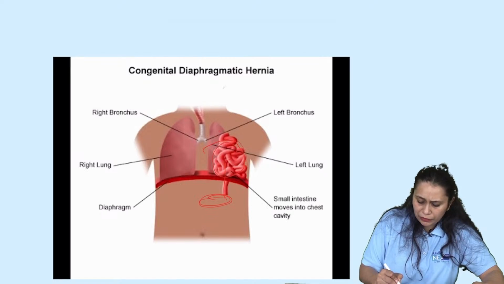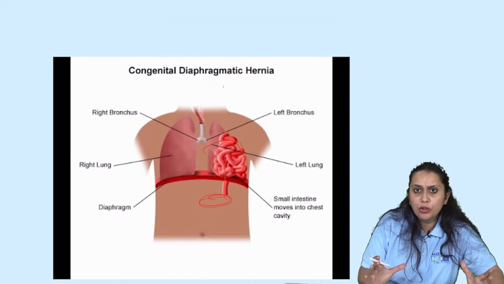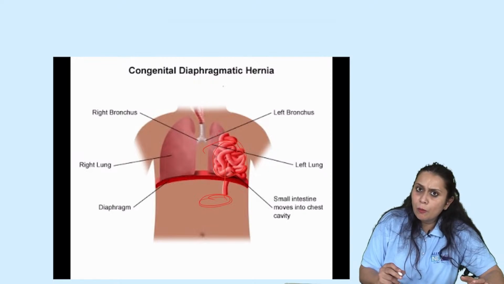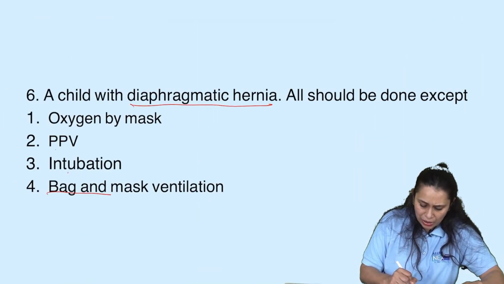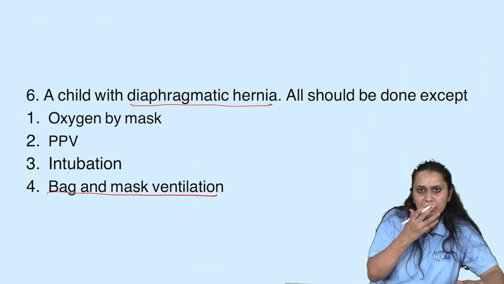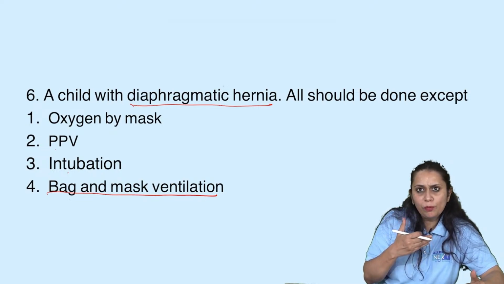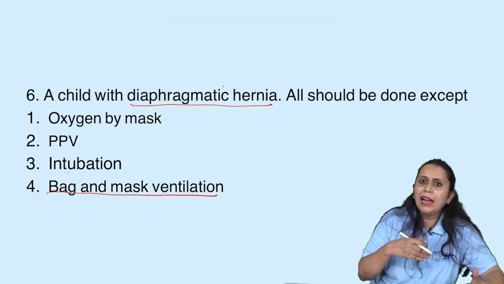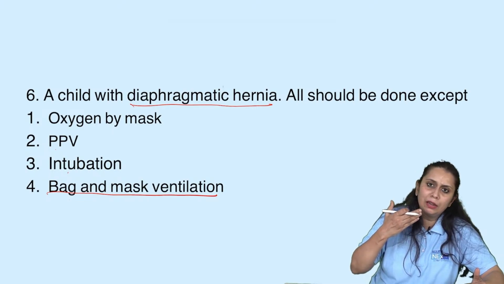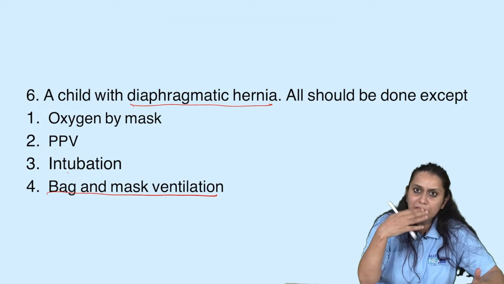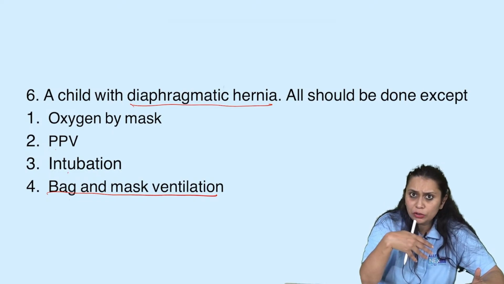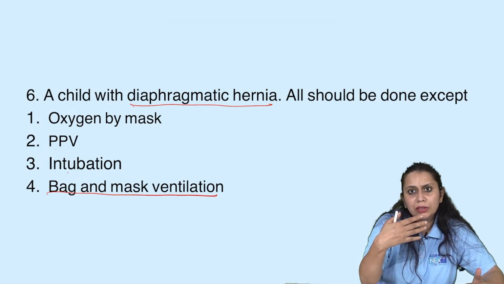So if we increase their volume, it will press the lung more. What does bag and mask ventilation do? When we give bag and mask ventilation, air goes through the esophageal opening and also through the glottic opening. It goes into the stomach and intestine, and the air also goes into the respiratory tract through the trachea.